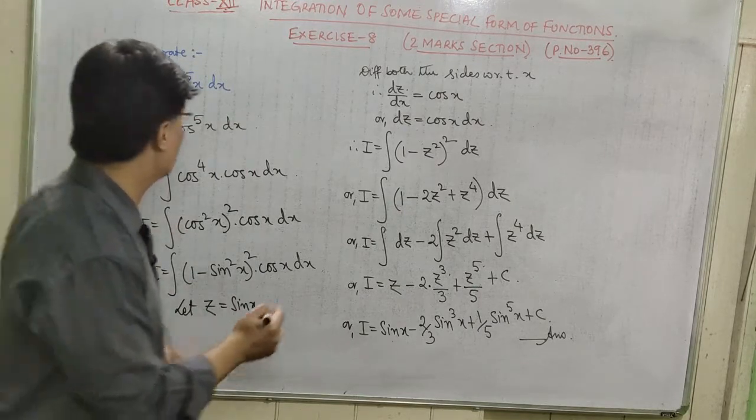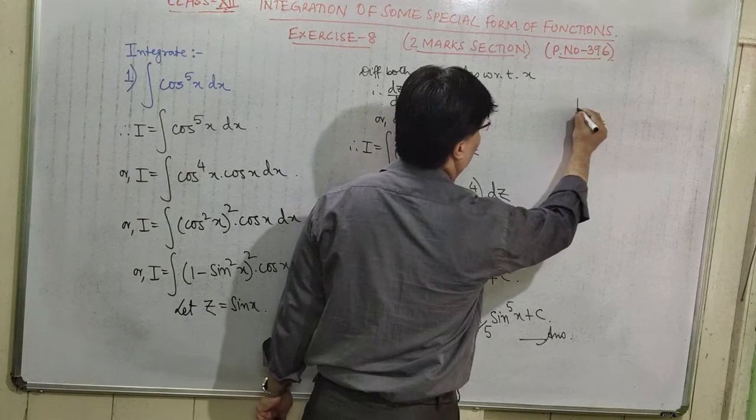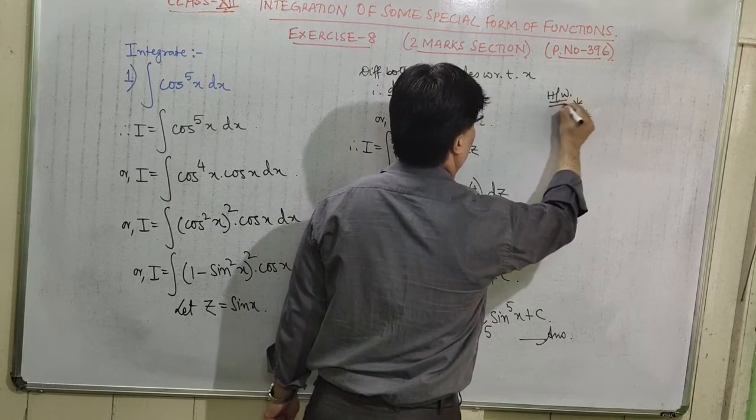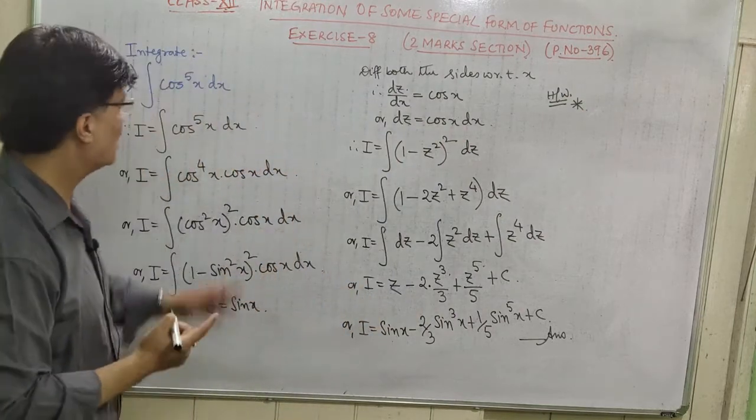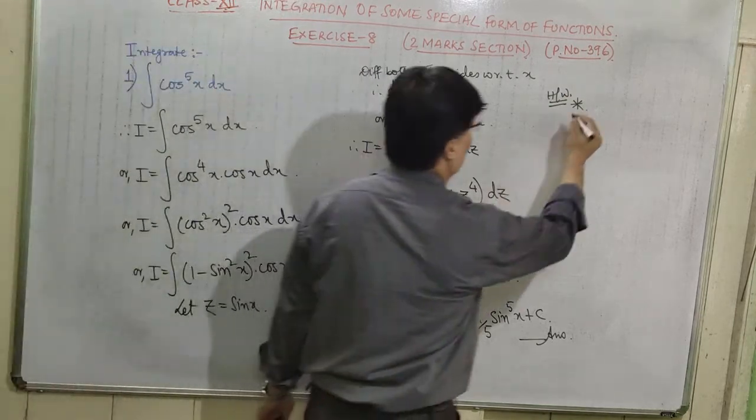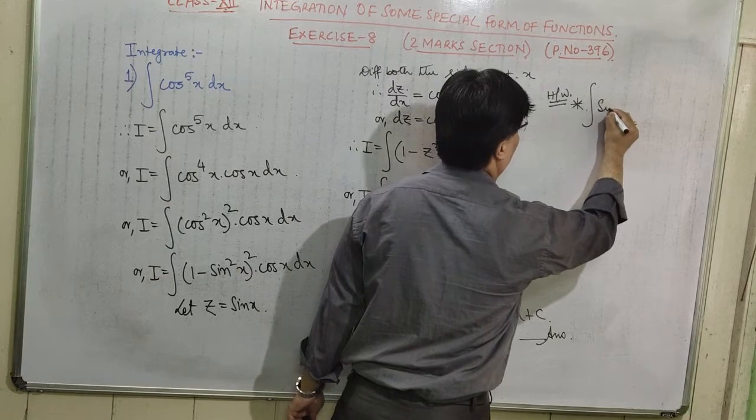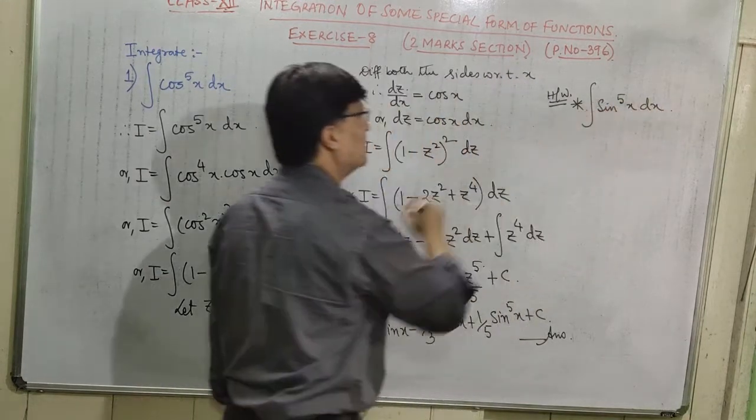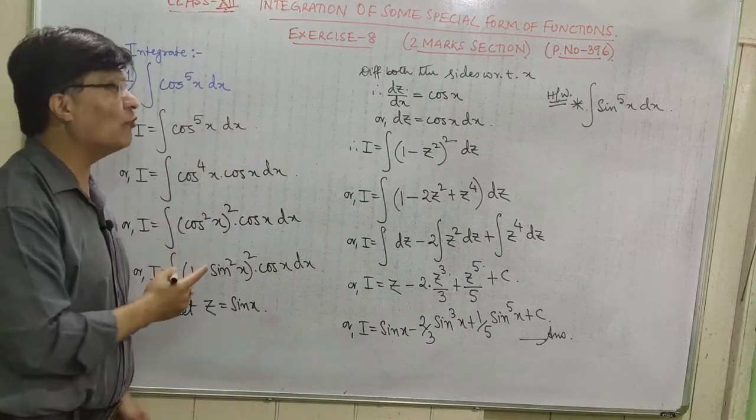So similarly you can do this problem at home. This is not from the book. The question is, this is your homework. That is, instead of cos, you may have integration of sin to the power 5 x dx. So similarly you can do this problem. So this is your homework.